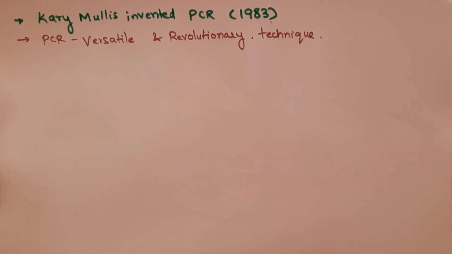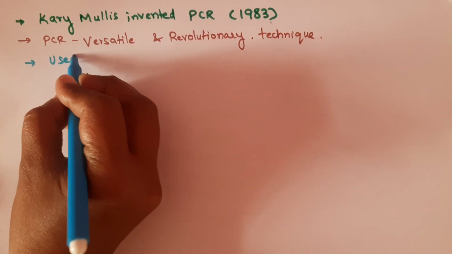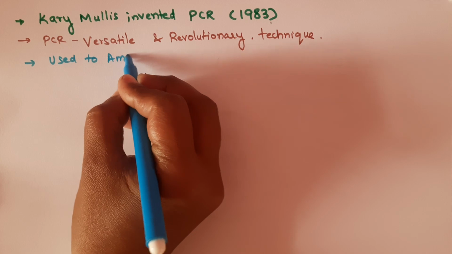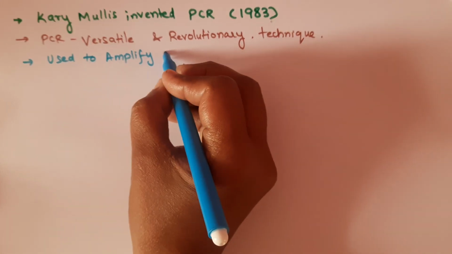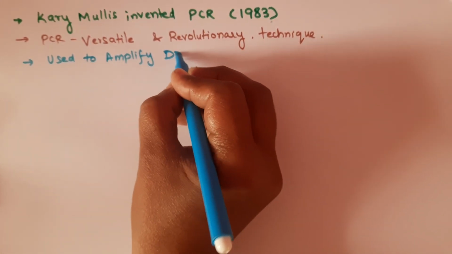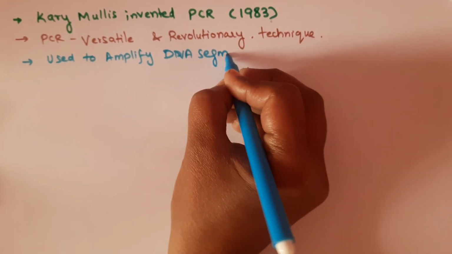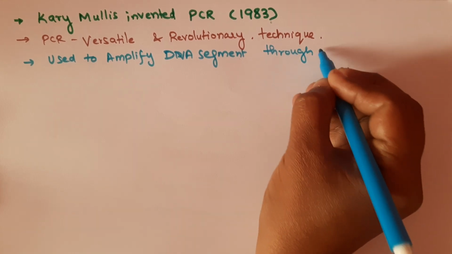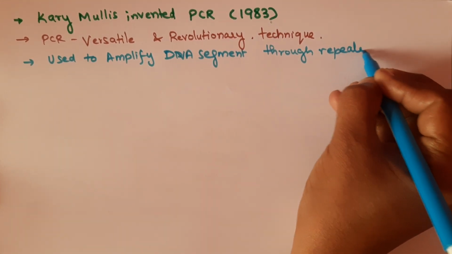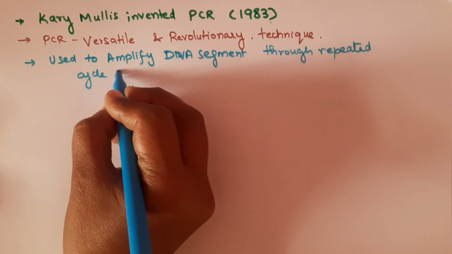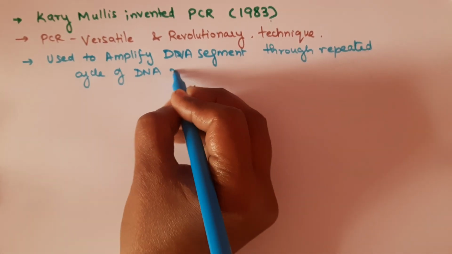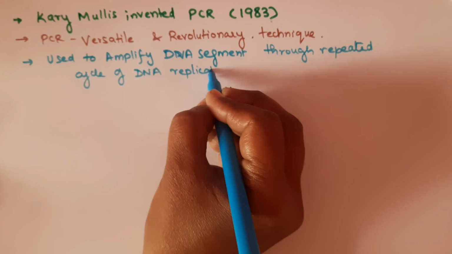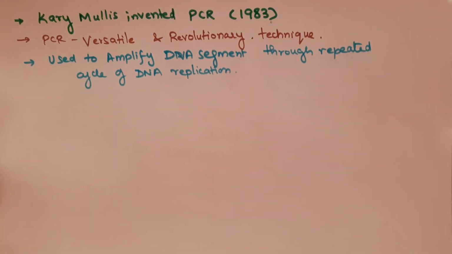So why is the PCR used? PCR is used to amplify the DNA segment of our interest through repeated cycles of DNA replication. And DNA replication, we all know that replication means copying. It means the parent strand is copied again and again in the repeated cycles.